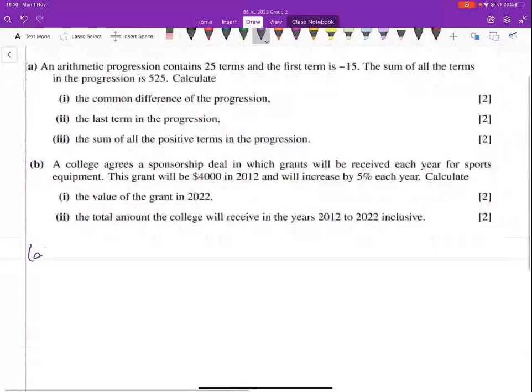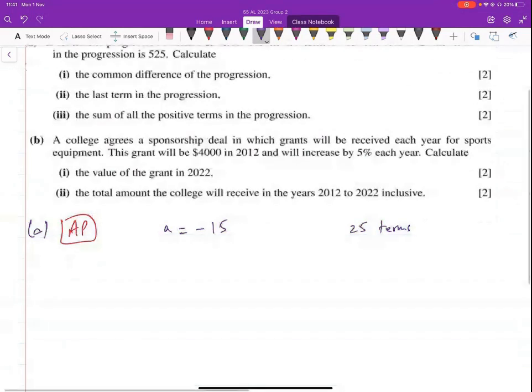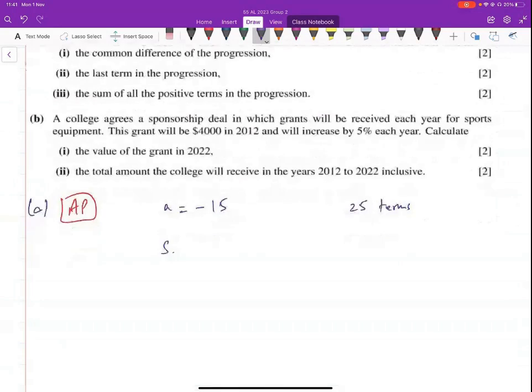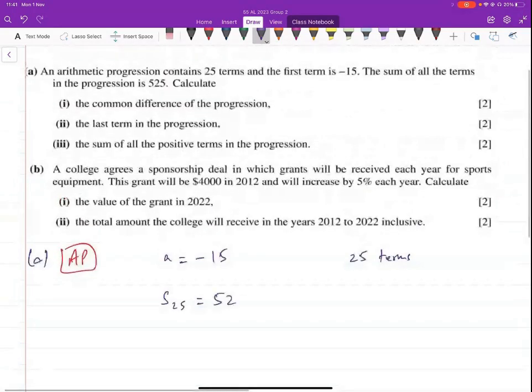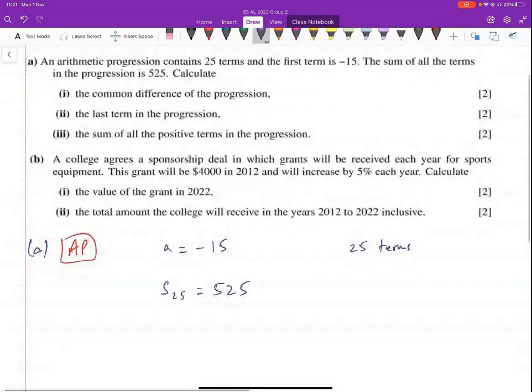Right? An AP contains 25 terms and the first term is minus 15. So it's an AP. First term is minus 15 and there are 25 terms in total. The sum of all the terms in the progression is given to be 525. Sum of all terms, that means sum of those 25 terms, right? 25 terms total. So we're given that S25 is equal to 525. Now it says find the common difference of this progression. Difference find karna.